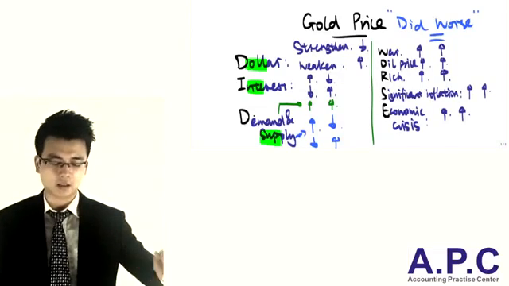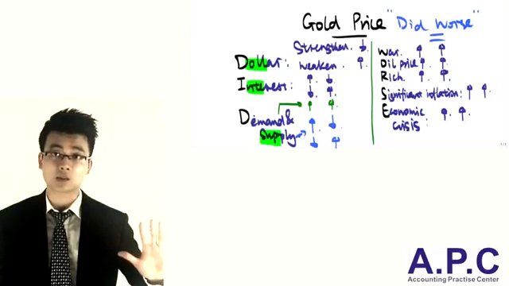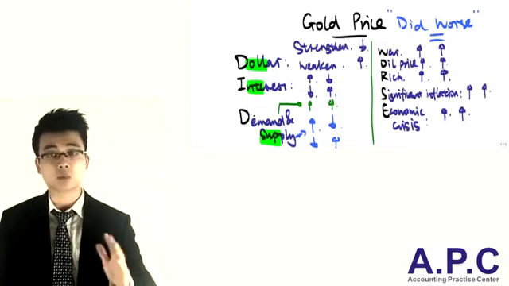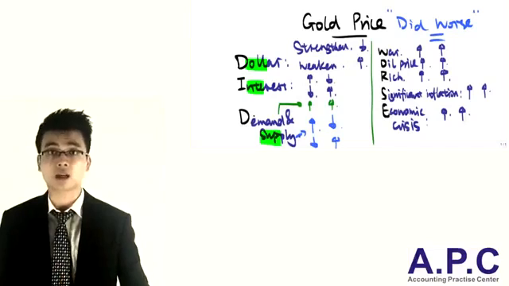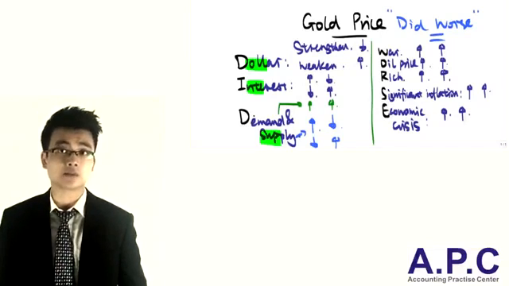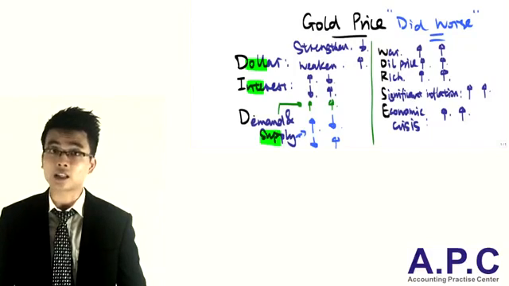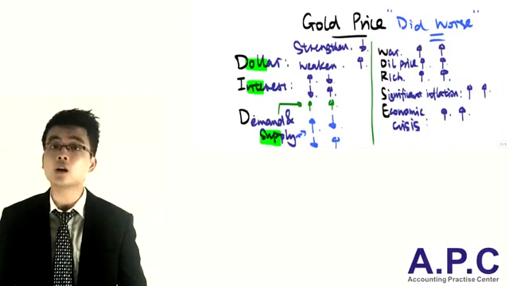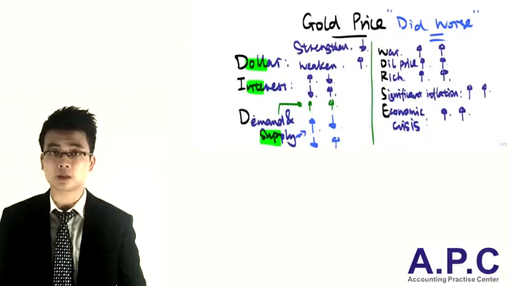So you can say on the left-hand side, which is the negative relationship between this item with the price of the gold, on the right-hand side, that will be the positive relationship between the items and the price of the gold. Okay, so this finishes off the section on what will affect the price of the gold.